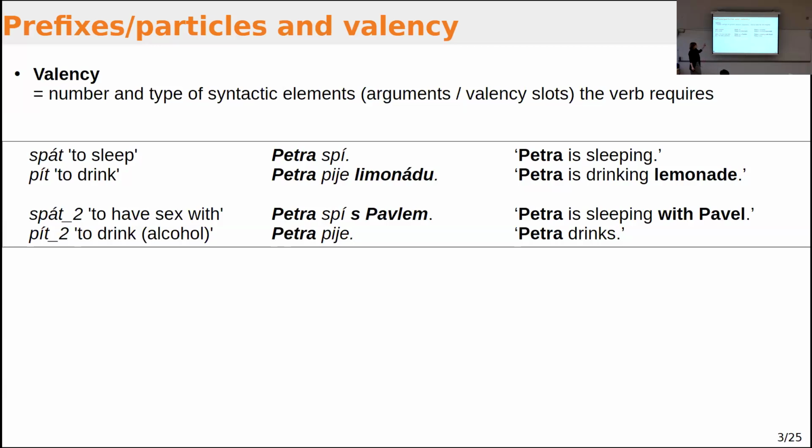And conversely, if we take the meaning to drink alcohol, to be an alcoholic, as a separate sense of the verb pít, to drink, then that verb only requires one participant, as in Petra pije, Petra drinks, Petra is an alcoholic.